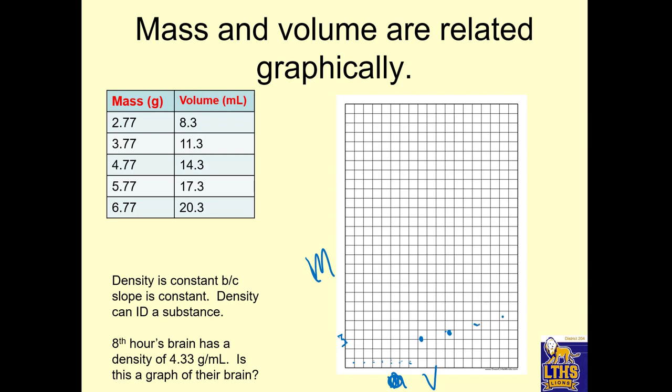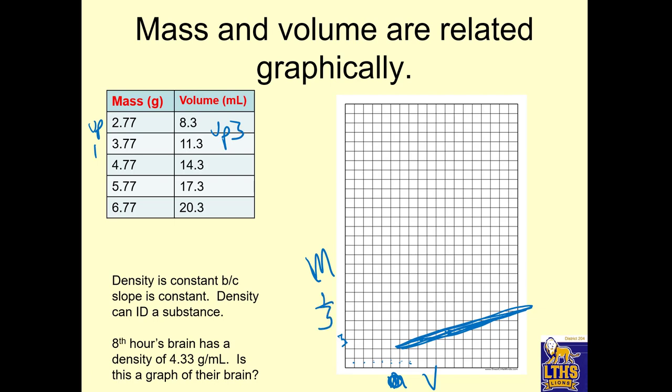You'll notice that these things have a nice, steady slope. Okay, make the line fat, so it's true. The density is constant because the slope is constant. Notice every time this goes up by 1, this goes up by 3. So the mass goes up 1 and the volume goes up 3. That would be a 1/3 slope.